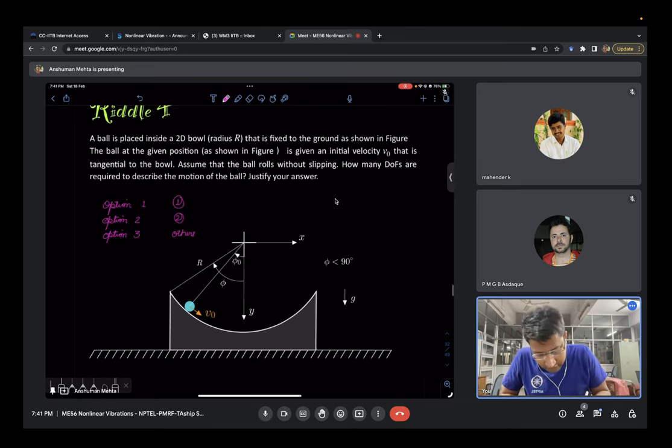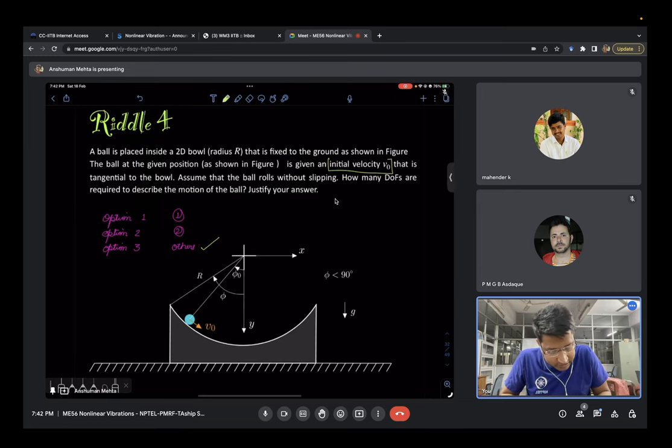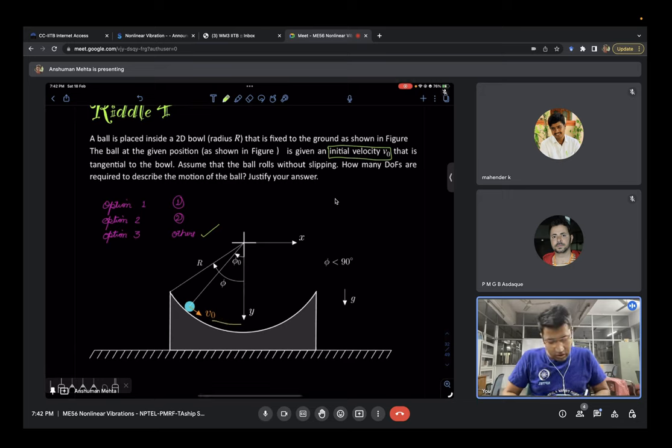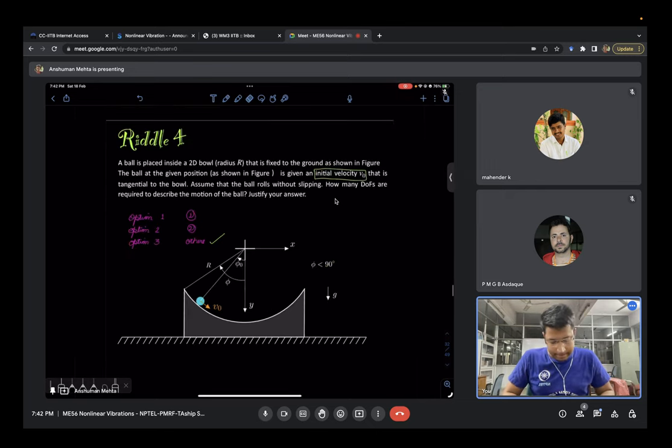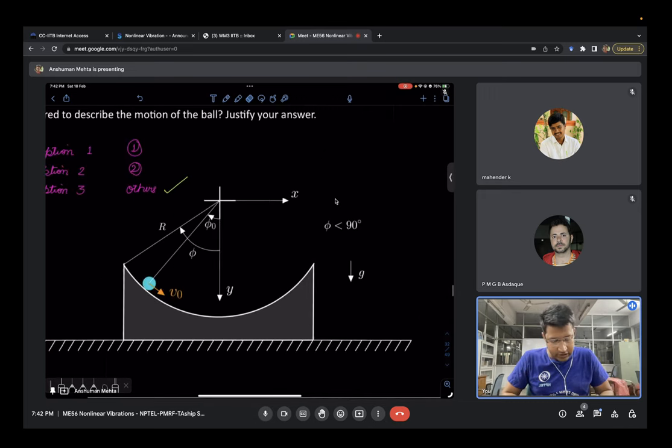Actually the correct answer is "others", because I haven't told you what the initial velocity is. If the initial velocity is very high, can you say what the result will be? It will go like this and fly off, or do a projectile like this. At this point it will just fly off. So anything can happen, the regime is different after this.